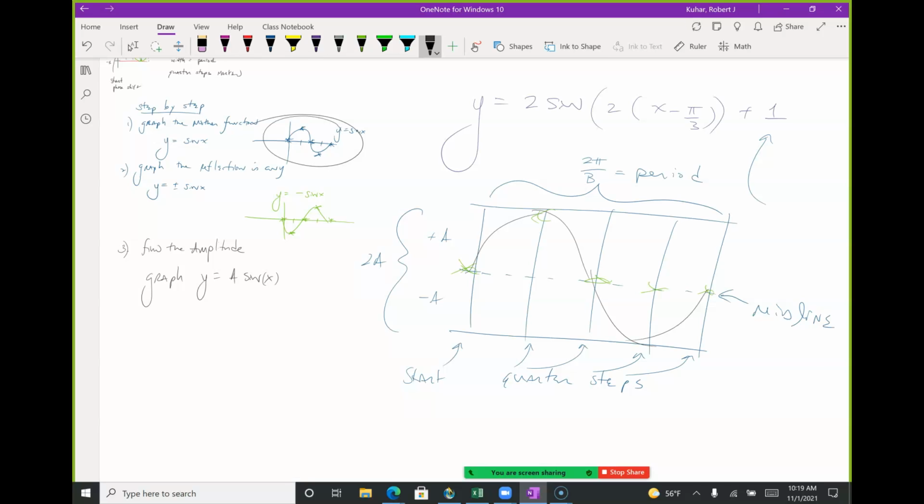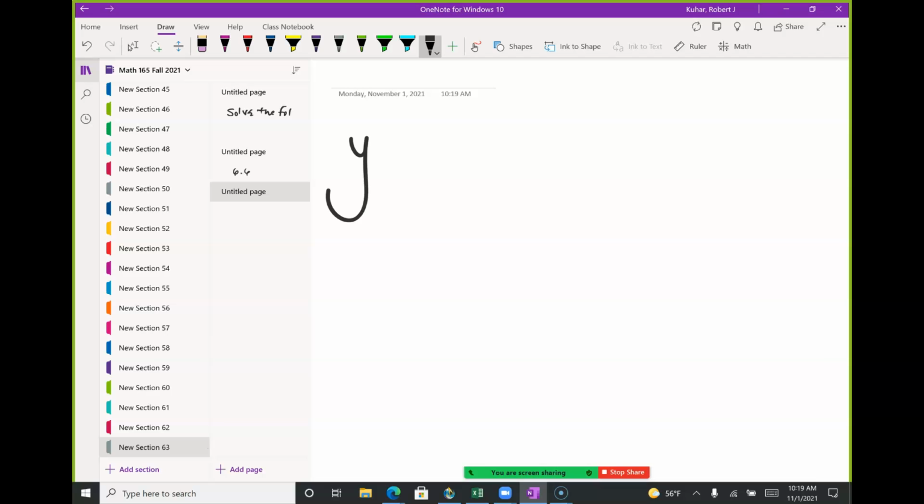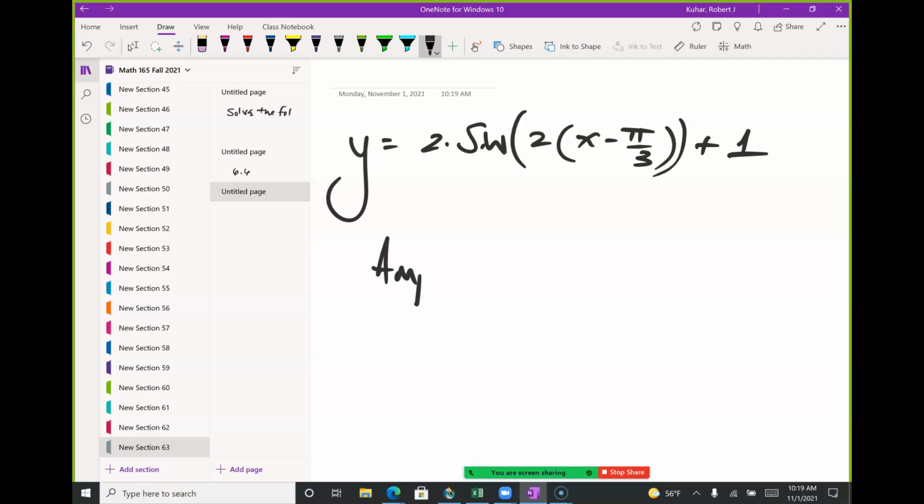All right, let me get a nice clean page here and start over. Y equals 2 times the sine of 2 times x minus pi over 3, all plus 1. So already we can see our amplitude is 2, right?